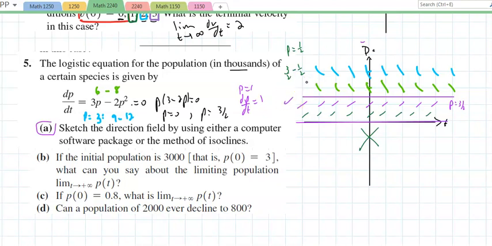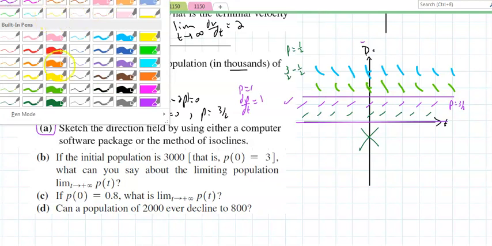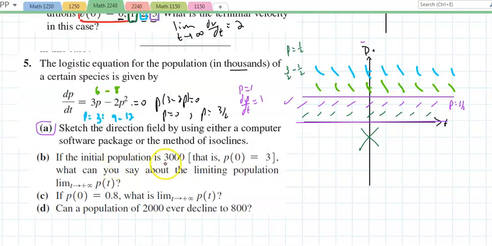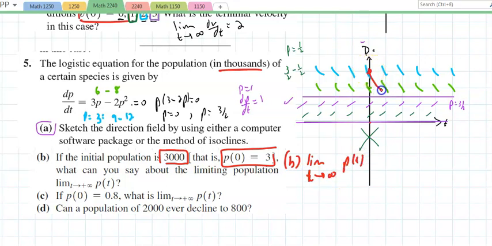B, if the initial population is 3,000, that is P of 0 equal 3, right there. What can you say about the limiting population? So in part B, what is the limit as t approaches infinity of P of t? What do you think is going to happen? Isn't that going to be 3/2?